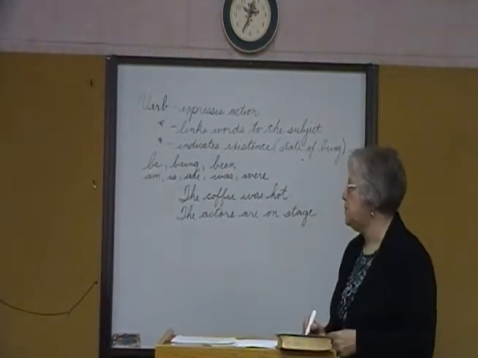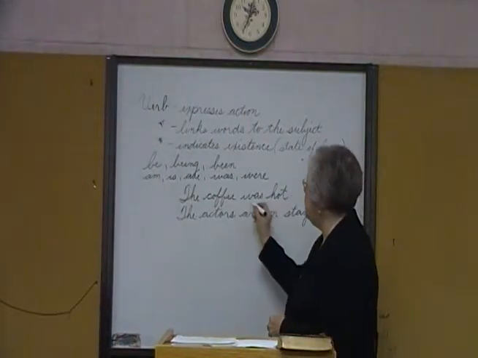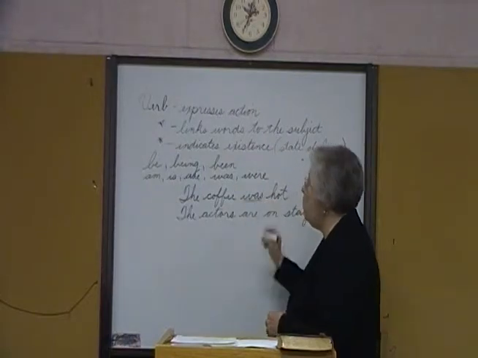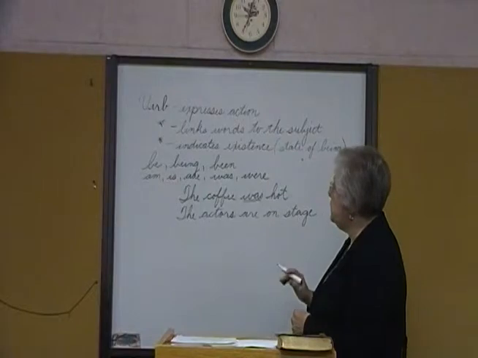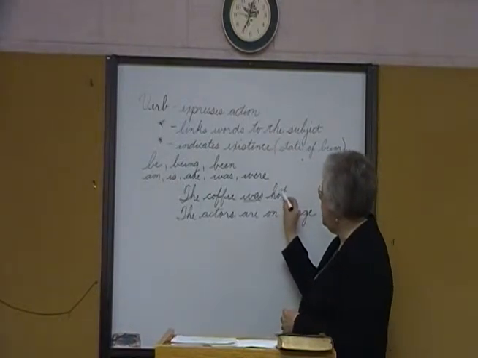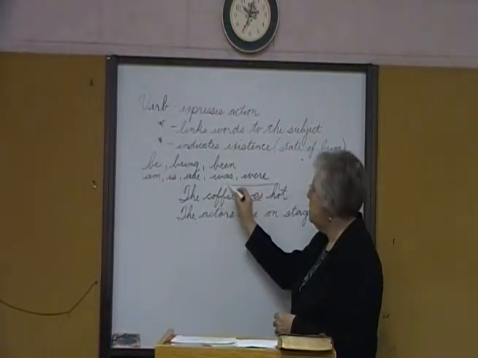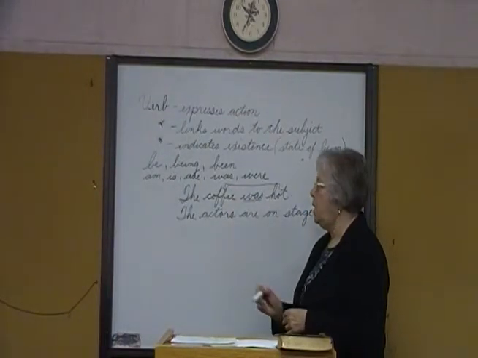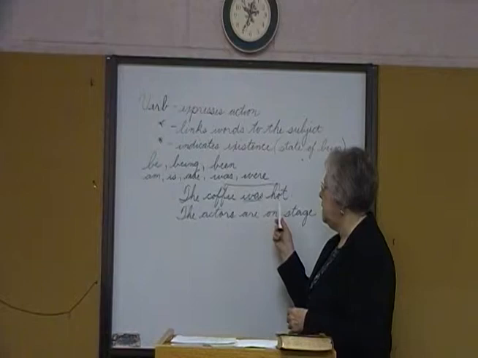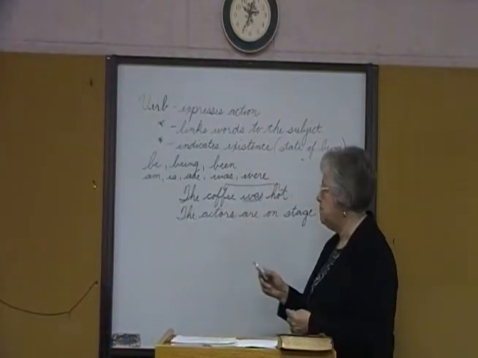Let's take a look at those two. In this sentence, we have was. Was is the linking verb. And for this part of the definition, it is linking the word hot to coffee. The coffee was hot. Was is the linking verb. It's linking hot, which describes coffee.